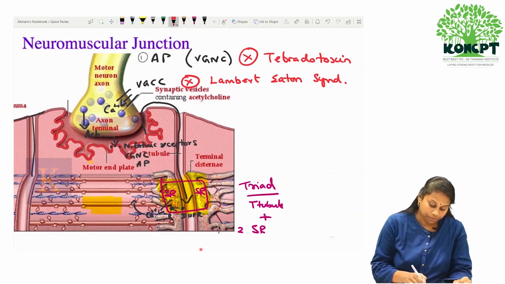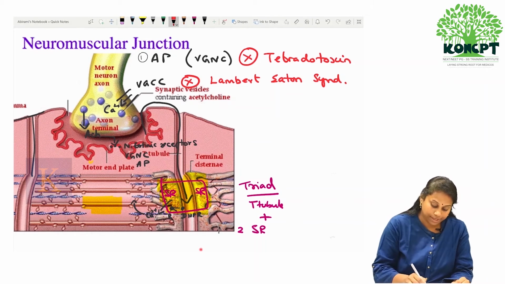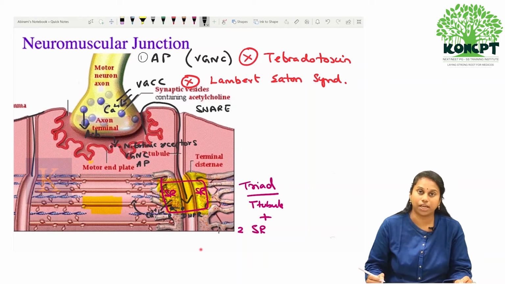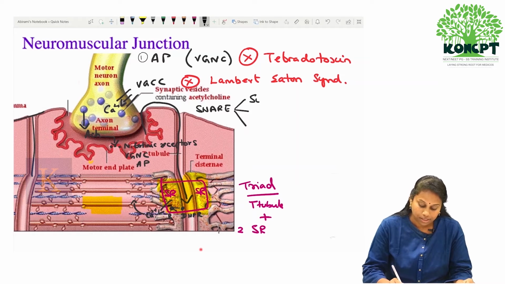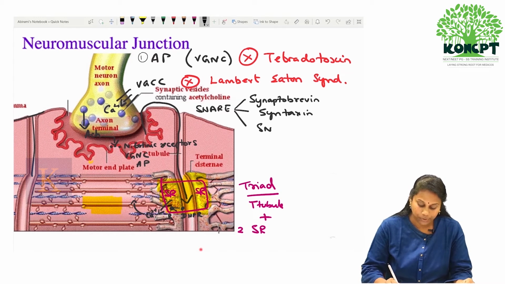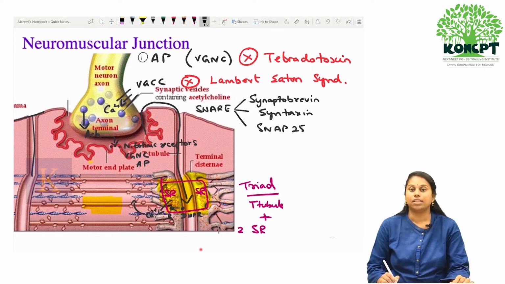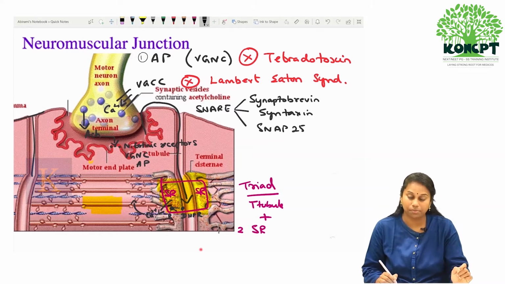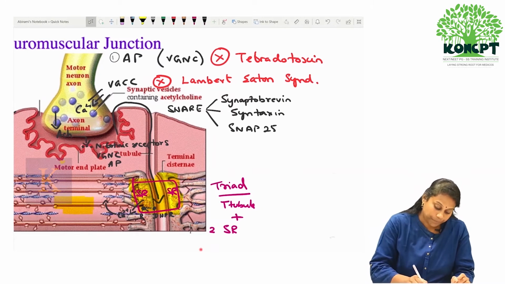And for the movement of vesicles to the membrane, you need certain proteins called snare proteins. What are snare proteins? There are three types of snare proteins: synaptobrevin, syntaxin, and SNAP25. These are important snare proteins, and these proteins are important for the movement of acetylcholine vesicles towards the membrane.